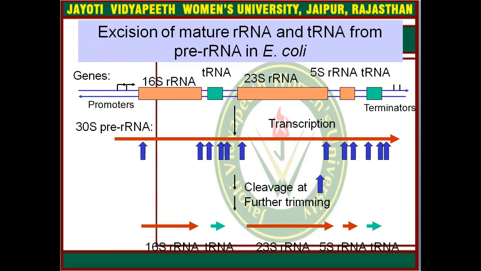Here you can simply see the excision of mature rRNA and tRNA from pre-rRNA in E. coli. This is 16S rRNA, 23S rRNA, tRNA, 5S rRNA. So these are the genes coding the RNA molecules. Now transcription will occur and 30S pre-rRNA will be formed, then further cleavage by the trimming process. So we will get the 16S rRNA, tRNA, 23S rRNA, 5S rRNA and tRNA.